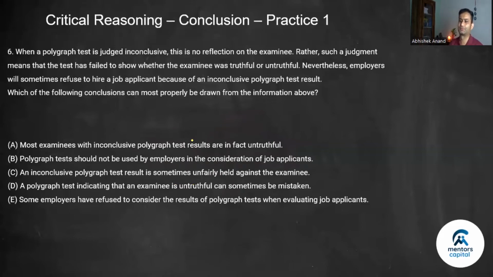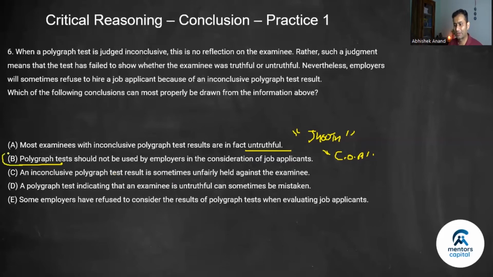Now let's look at the choices. This one: most examinees with an inconclusive polygraph test are in fact untruthful. Which error is this? झूठ. In the paragraph above, they've told us that you cannot decide whether they were lying or they're in fact truthful. So how can you conclude this? This is completely opposite of what is mentioned in the paragraph. So this is झूठ. Now, polygraph test should not be used. So A, this is a course of action. Second, if at all, you should comment about the inconclusive polygraph test. सबके बारे में थोड़ा बोल सकते हैं. A test which is conclusive, that's a good one, right? If at all, you could conclude about the inconclusive polygraph test, not about polygraph tests in general.